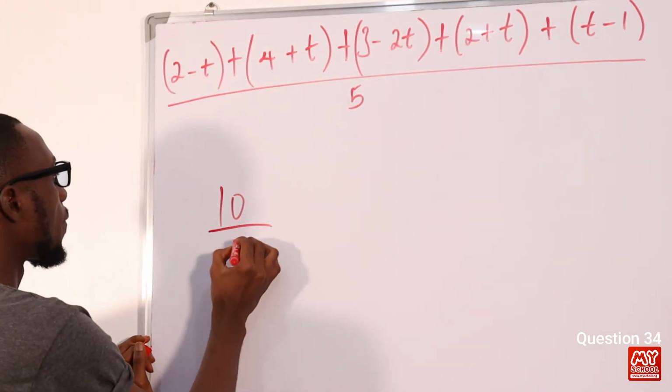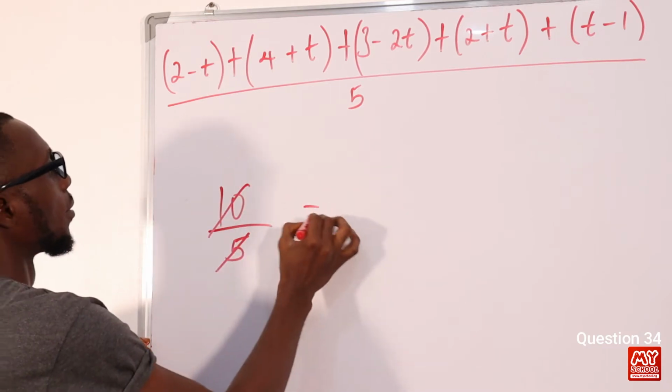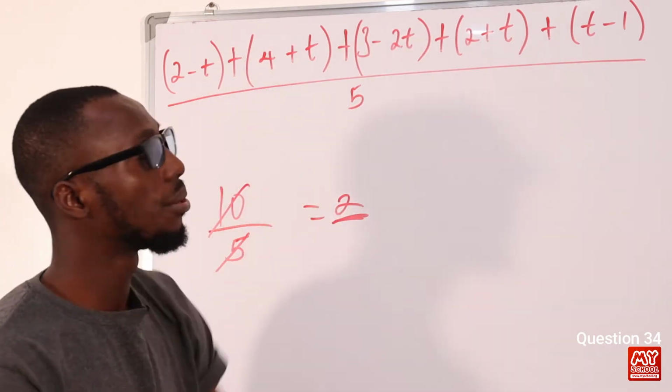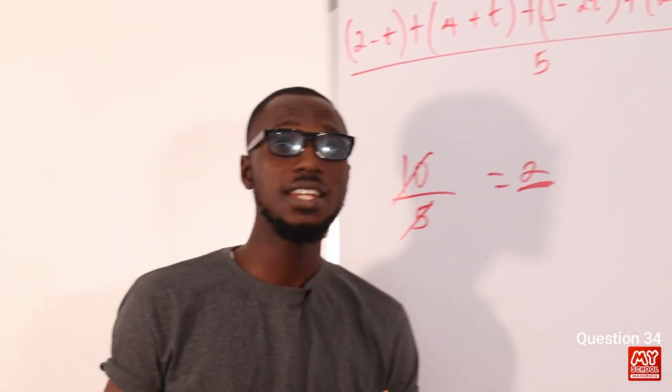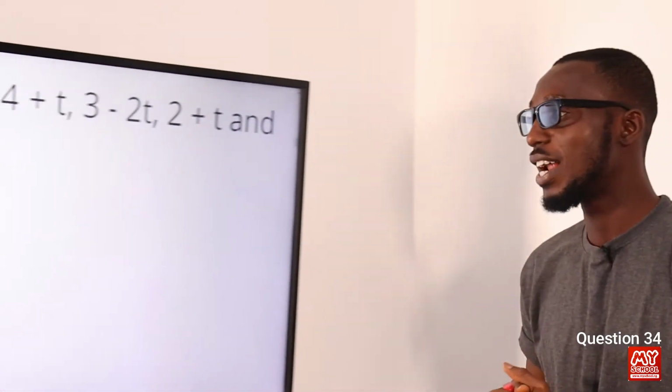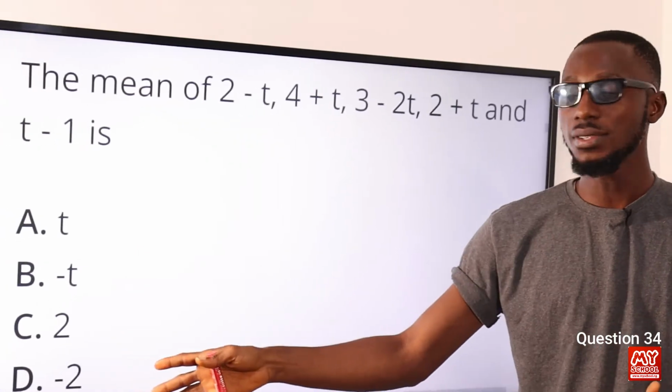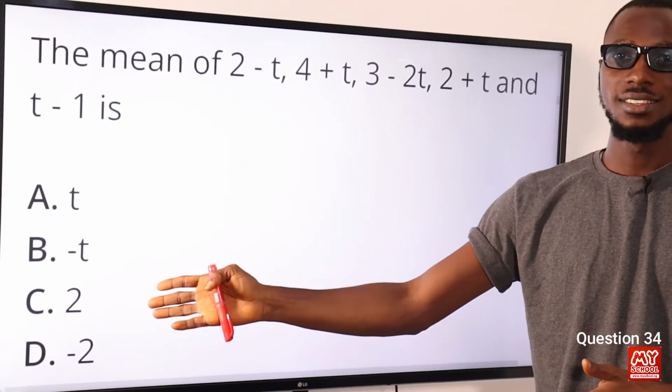So we have 10 over 5. So the mean of this value is what? 2. Let's go back to the screen to see if we can find option that carries the value 2. So which of the options? Option C is the correct answer.